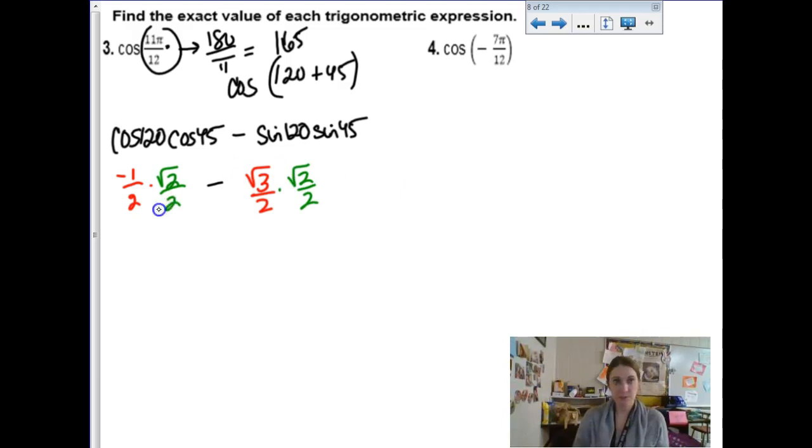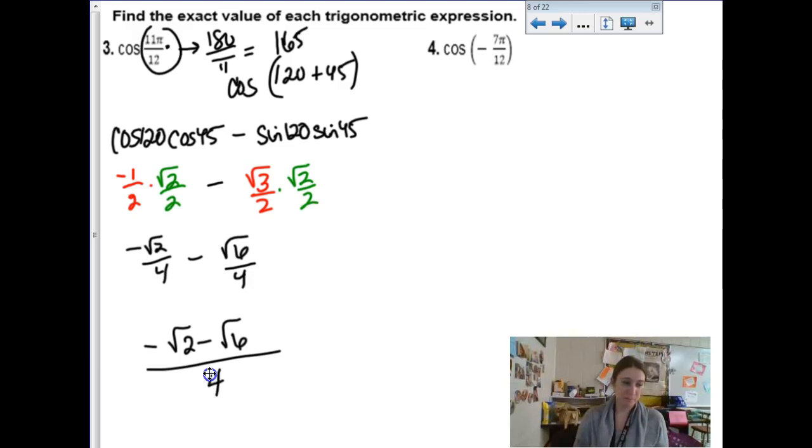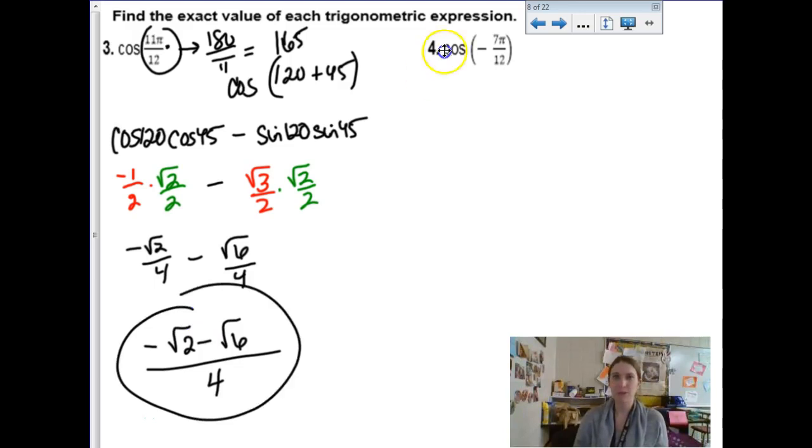So, if I do some simplification here, I have negative square root of 2 over 4 minus square root of 6 over 4. And I don't really care about having lead terms as negative here, because either way it's got a negative. So I'm okay with this answer. You could factor out a negative or put the negative in the denominator and make these positive, but whatever. I'm good with that answer.